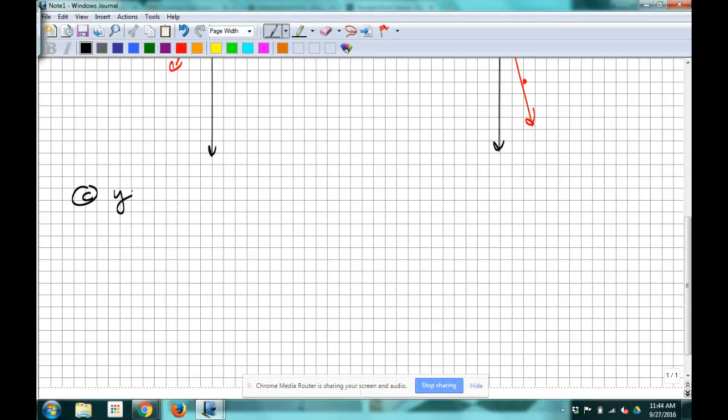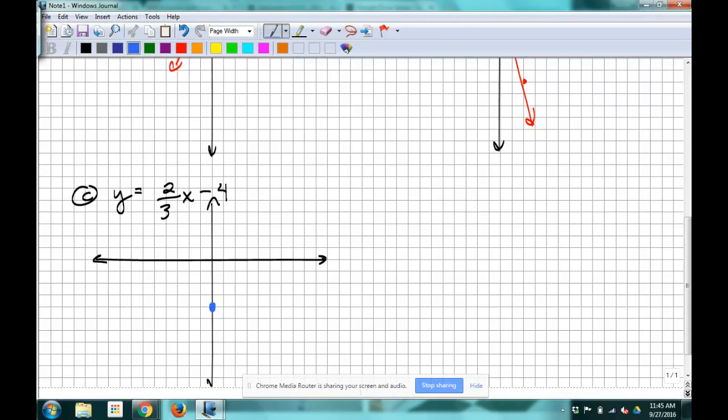Example C. Let's do y equals 2/3 x minus 4. Is that in slope-intercept form? Yes. What's the y-intercept? Negative 4. So that means we're going to put a dot where? -4 on the y-axis. So that's our first point. Right there, -4 on the y-axis.